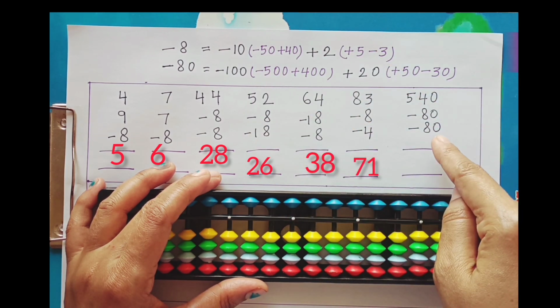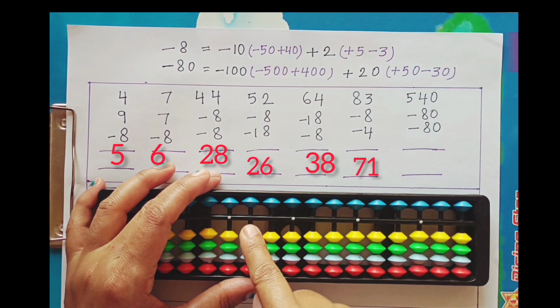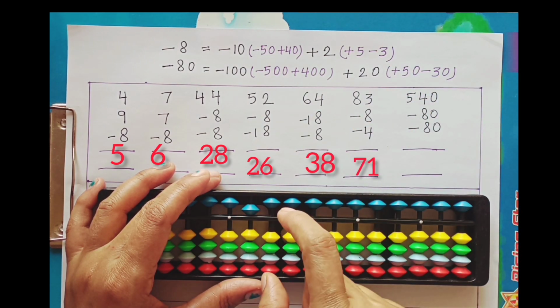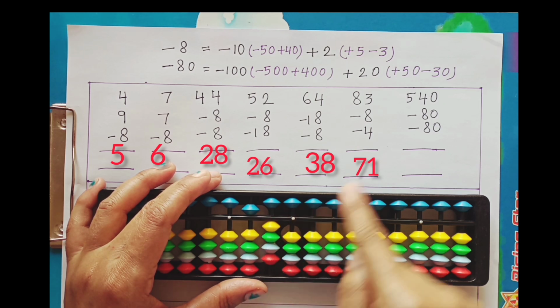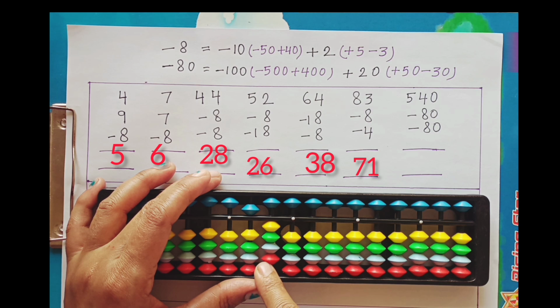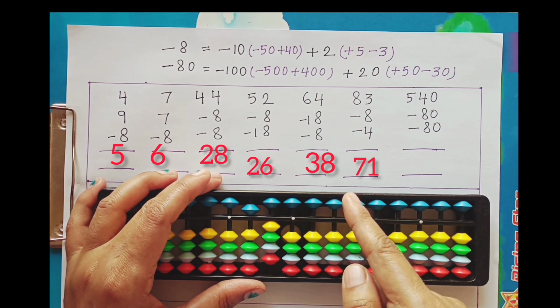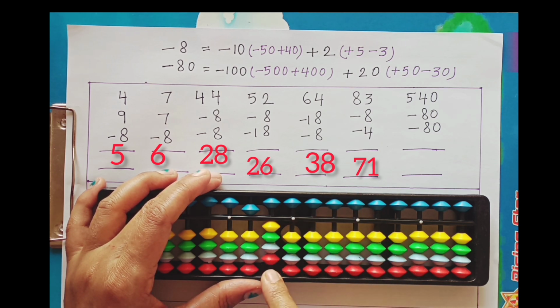Let's apply the formula. 540. This is the hundreds place. Add 5 on the hundreds place. Add 4 on the tens place. 0 on the ones place. 540 minus 80. We cannot subtract 80 directly. To apply the big friends formula, we need to subtract 100, add a 20. We cannot subtract 100. We cannot add a 20.